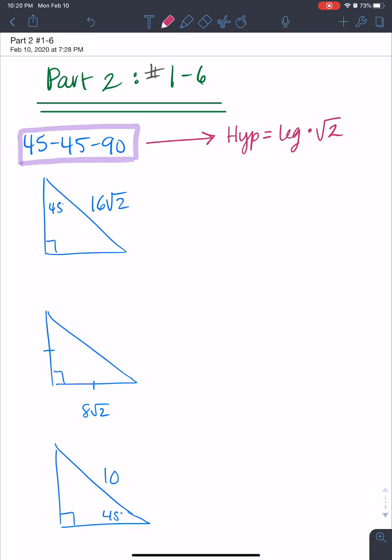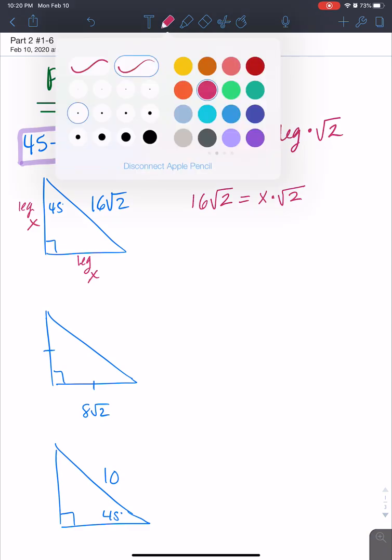Okay? For example, look at this first one. The hypotenuse is 16 square root of 2. So I'm going to plug in 16 square root 2. And I guess this is x. So that's the leg. Remember, in a 45, 45, both of the legs are actually the same. So both of these would be x. So you would just plug in x times the square root of 2.